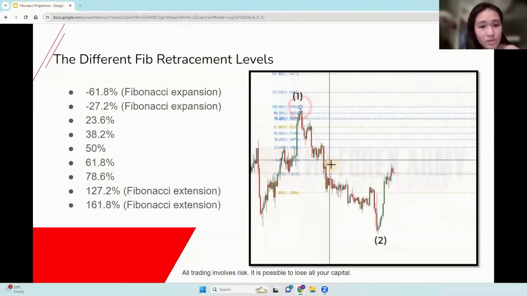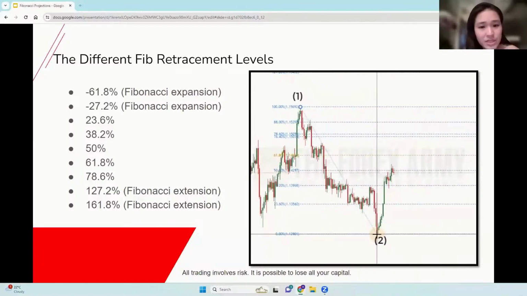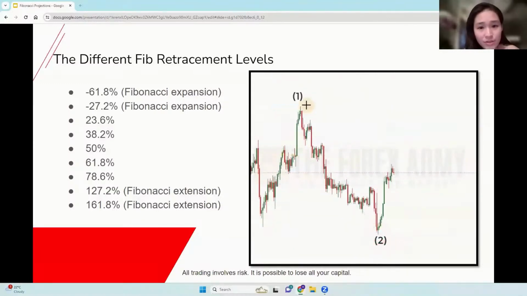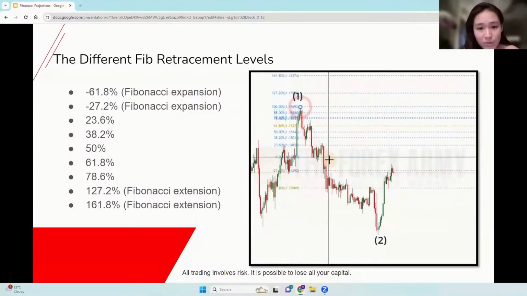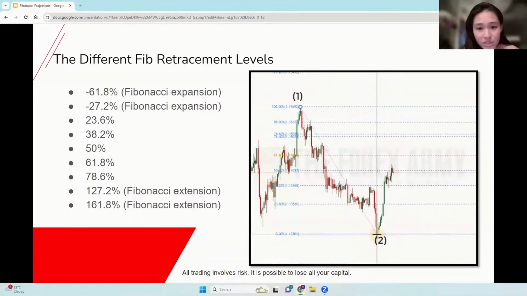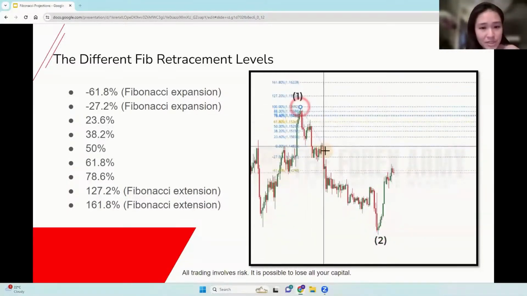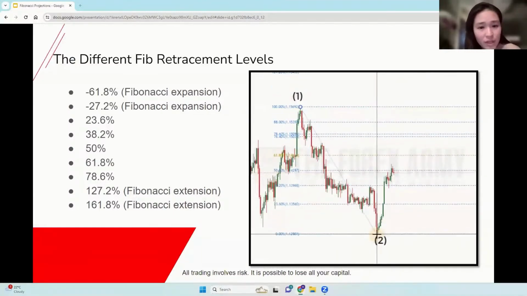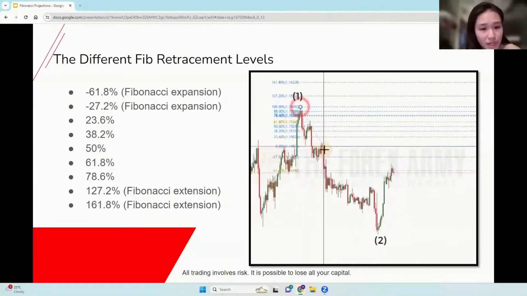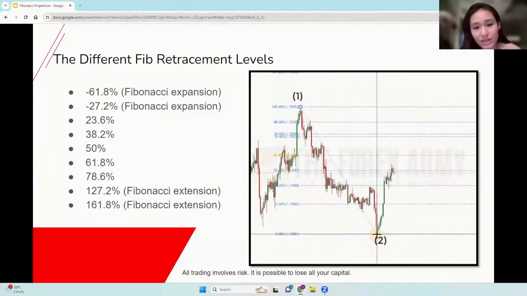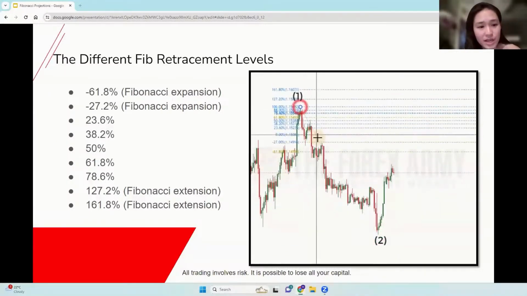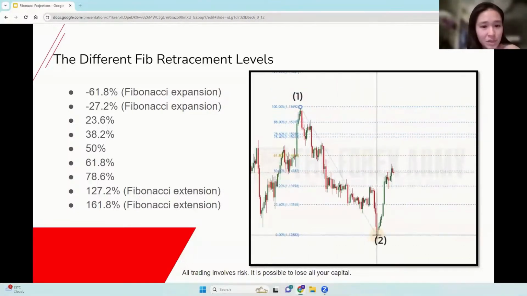Okay. Now, these are the Fibonacci numbers that we typically use. So if you've been here for our previous Fibonacci webinars, this will look familiar. But basically, this shows you how you draw your Fibonacci retracement trend line and also the different types of levels, ranging from the negatives to levels that are greater than 100.